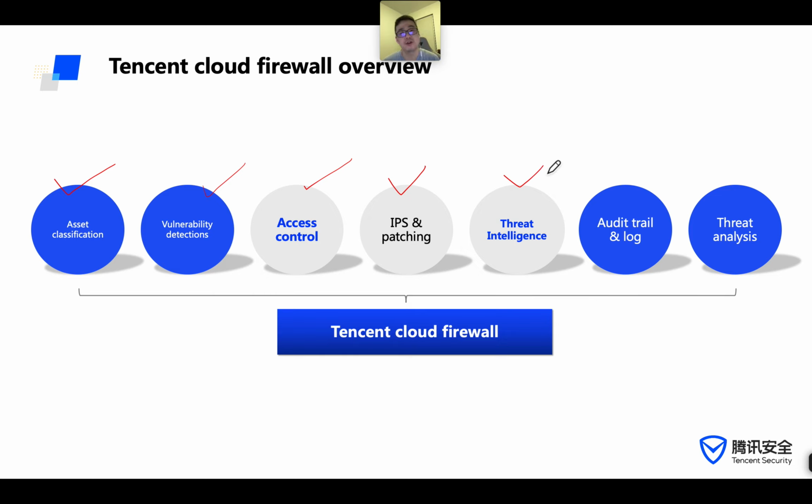And in terms of threat intelligence, basically the Tencent Cloud Security team keeps their own threat intelligence DB. It gets updated on a real-time basis. So basically, it keeps a record of malicious domain names, URLs, and IPs. So you will get constant updates pushed to our firewall in order to get them blocked in real time.